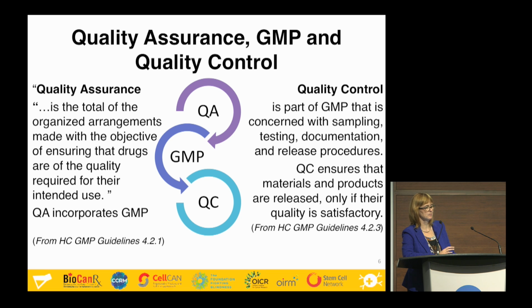Quality control is that part that deals with sampling, the testing, and also the release procedures of your various steps and the end product. Quality control makes sure that your product has the quality that is satisfactory. Quality control is all about achieved quality, what you do in your process. Quality assurance, on the other hand, defines the quality that you want to achieve in your process. So these are really two different things.